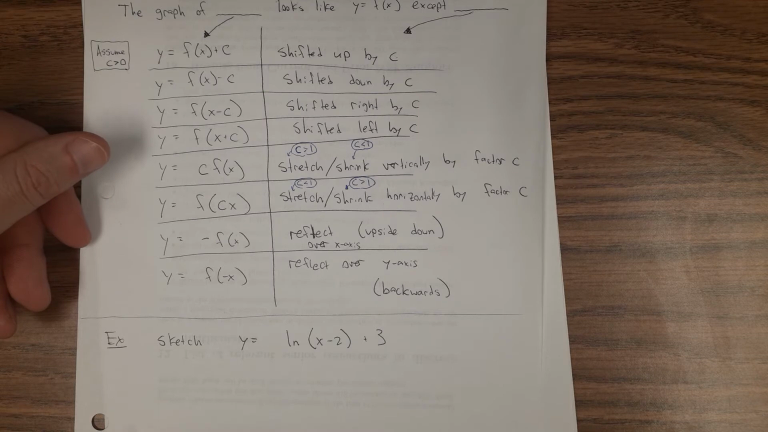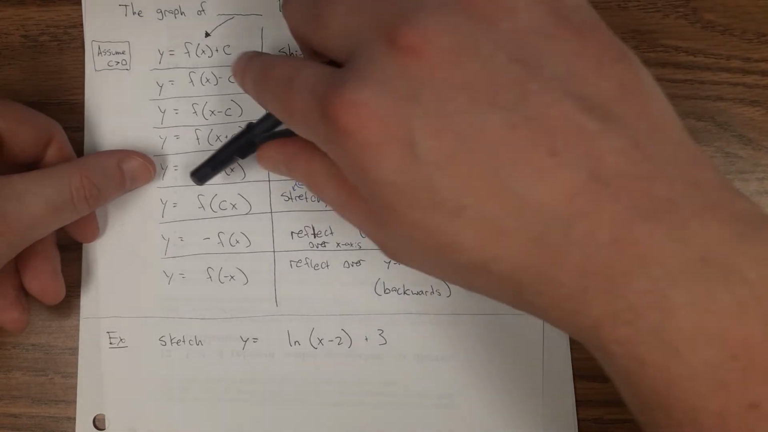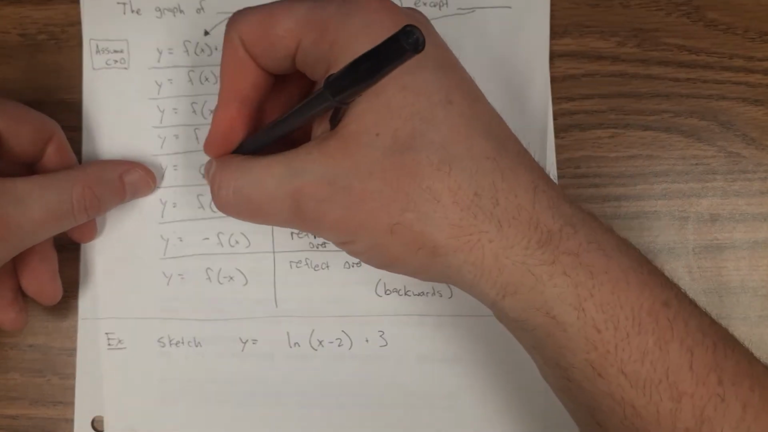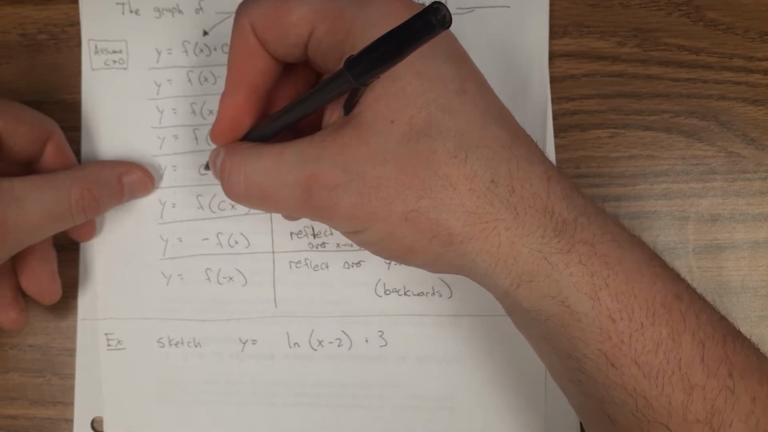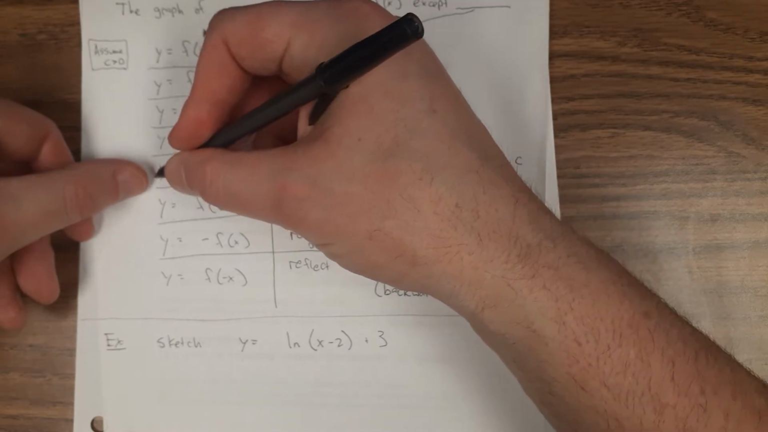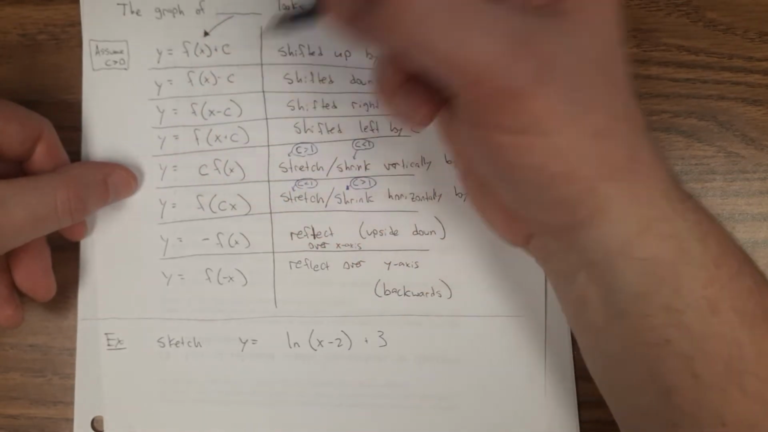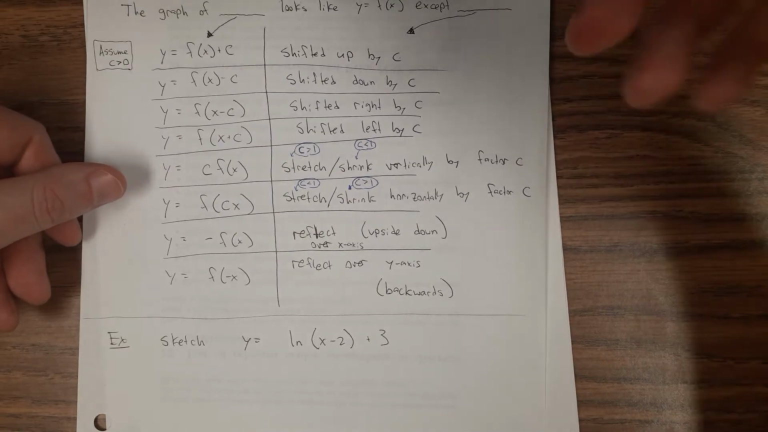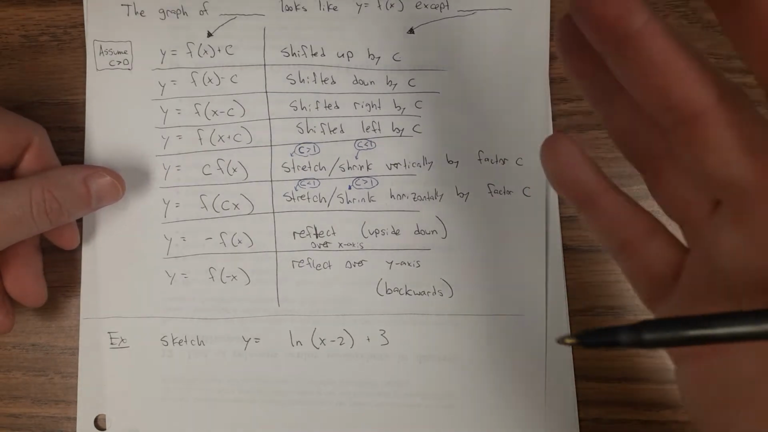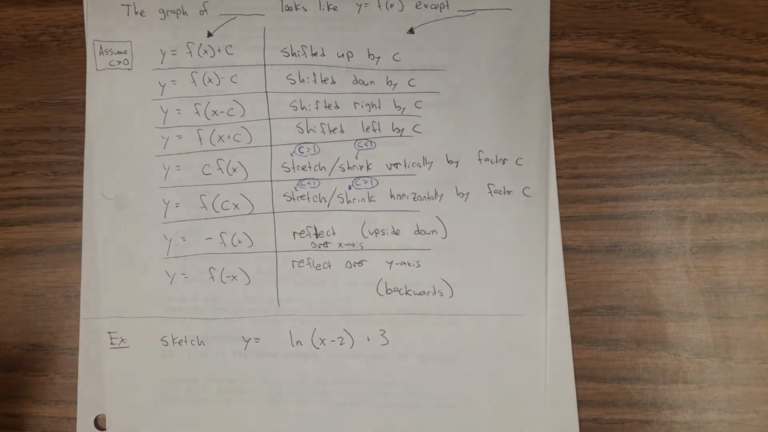And that's for basically a similar reason. It's because this c that I'm multiplying here, if I were to divide this, it's like y over c equals f of x. So the effect is the opposite of what it might appear to be if you don't realize that.